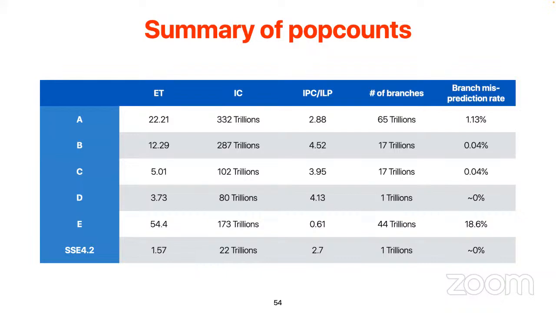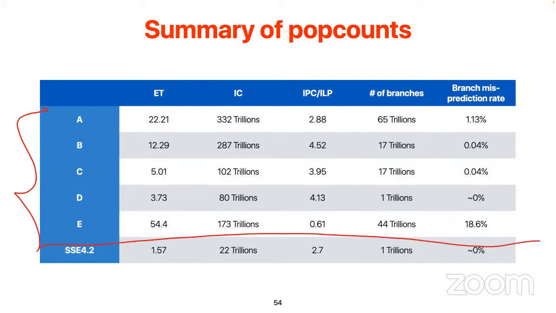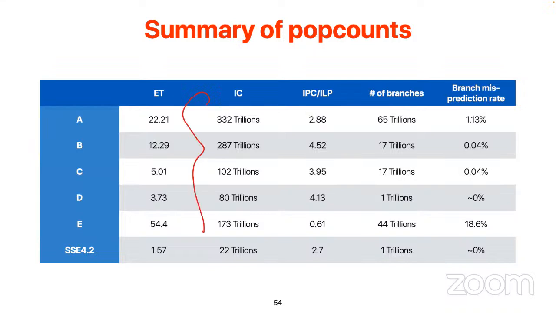So I actually summarized everything. So this is version A, B, C, D, E. So forget about the last one. For versions A, B, C, D, E, this is the instruction count. So E doesn't have the worst instruction count, right?